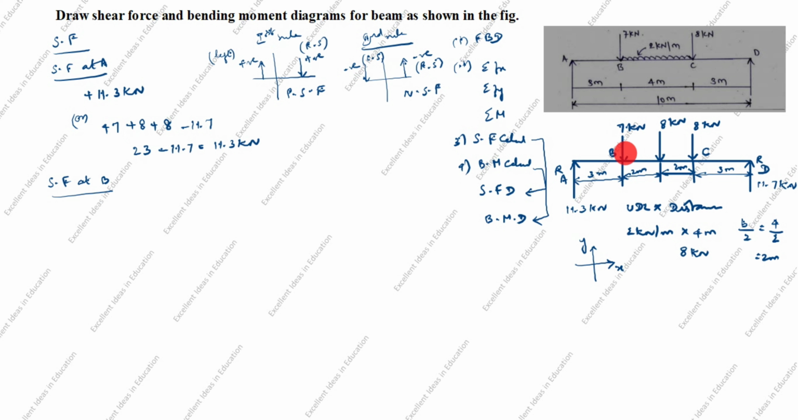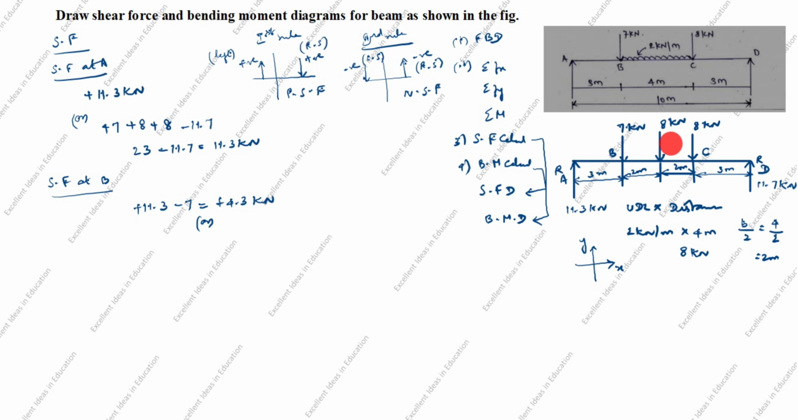Now, we will calculate shear force at point B. So, point B is here. You see, the arrow goes up. This is the left side, right? Left side is positive, plus 11.3. You see the arrow comes down. This is the left side. On the left side, an arrow coming down is negative 7. 11.3 minus 7 is plus 4.3 kilonewton. Now we have calculated the left side.